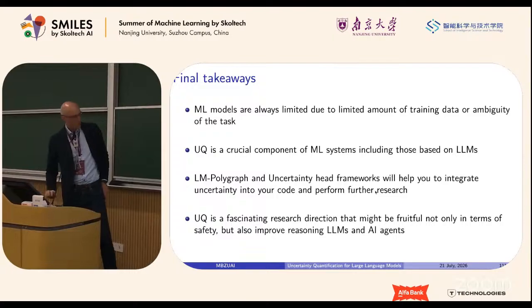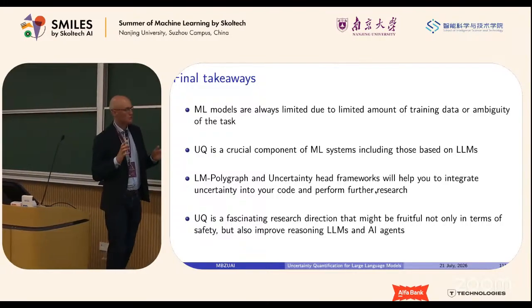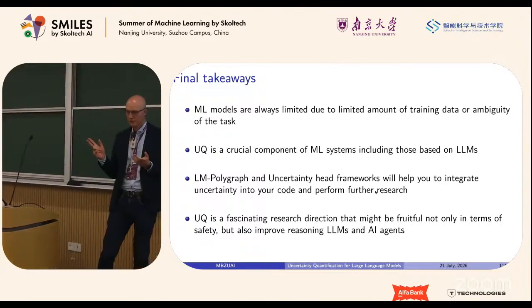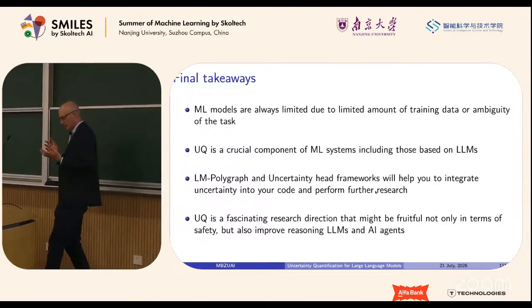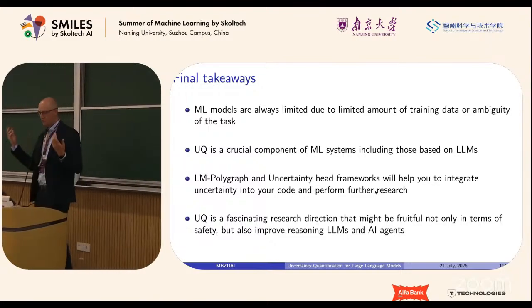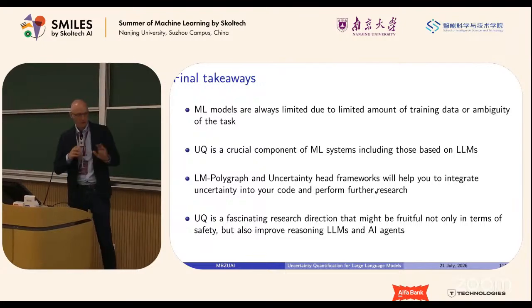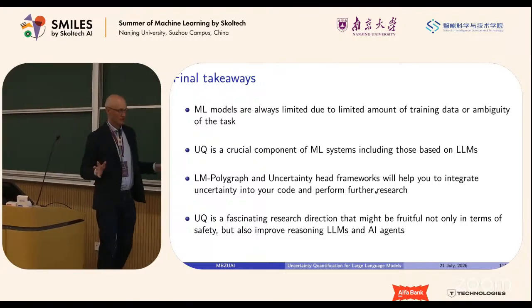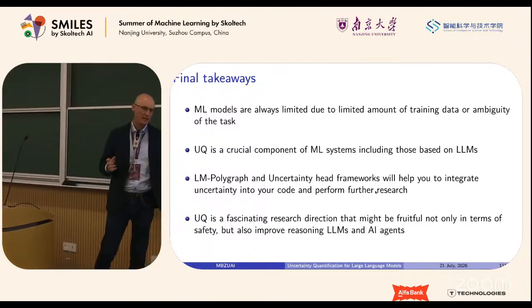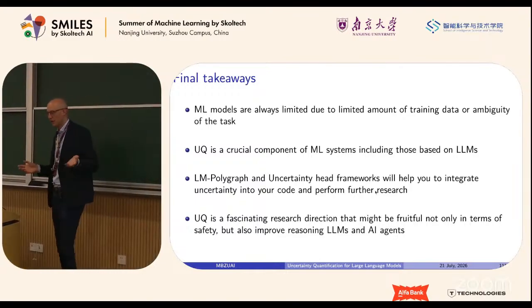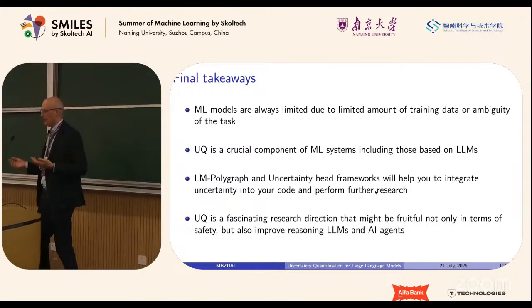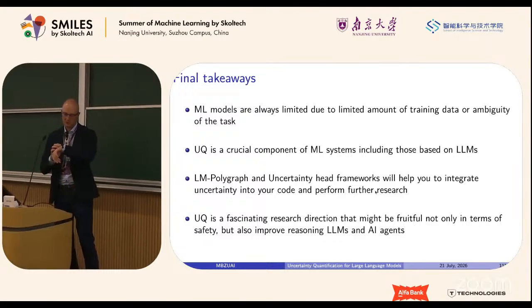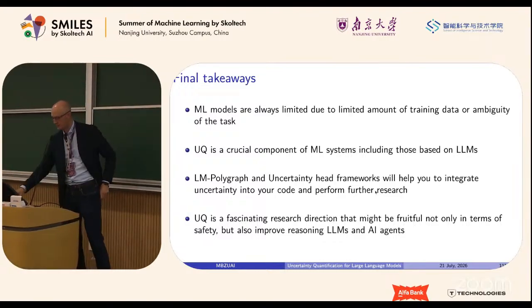Yeah, so final takeaways. Machine learning models will always be limited due to two factors: the limited amount of training data they are trained on, and the ambiguity of our tasks. And uncertainty is a crucial component of any machine learning system in general, including the one based on LLMs. And of course, it's crucial when you have high-cost scenarios, such as healthcare or finance.